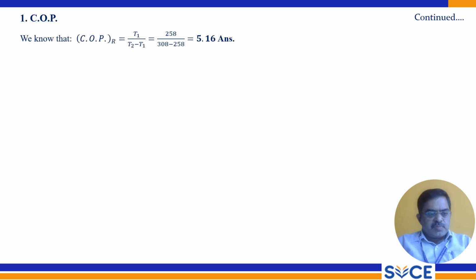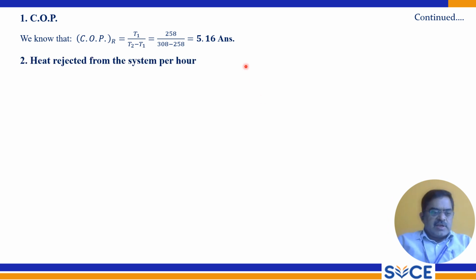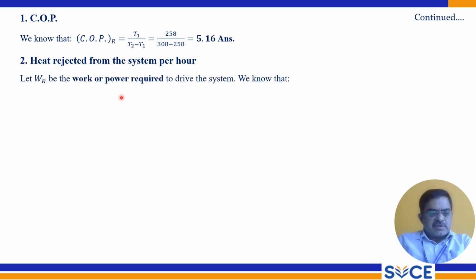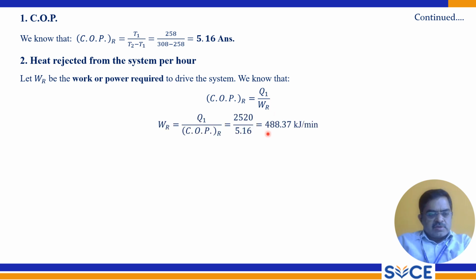So first one is COP. COP of refrigerator T1 divided by T2 minus T1. So that is equal to 5.16. Heat rejected from the system per hour is equal to the WR, the work or power required to drive the system. So WR can be calculated from this equation. COP of R equal to Q1 divided by WR. So WR can be Q1 divided by COP of R. So 2520 divided by 5.16 equal to 488.37 kilojoules per minute.